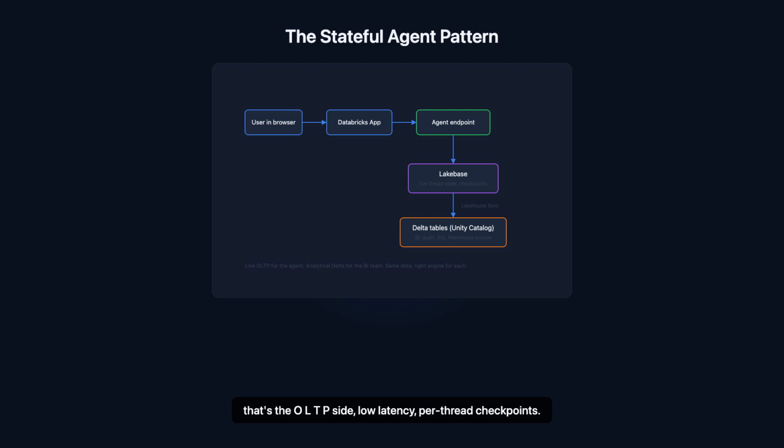Then Lakehouse Sync replicates Lakebase tables to Delta in Unity Catalog automatically. The BI team queries those Delta tables from a SQL warehouse without ever touching Postgres. Same data, 2 engines, each optimized for its job.